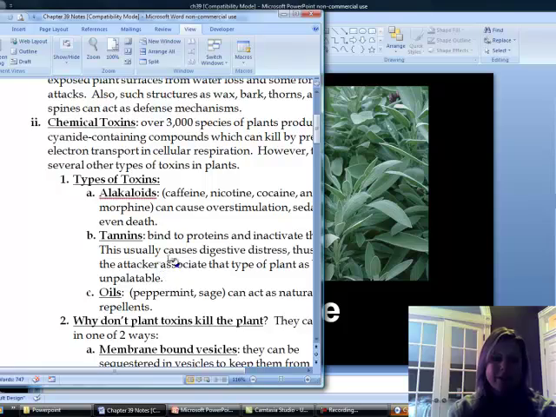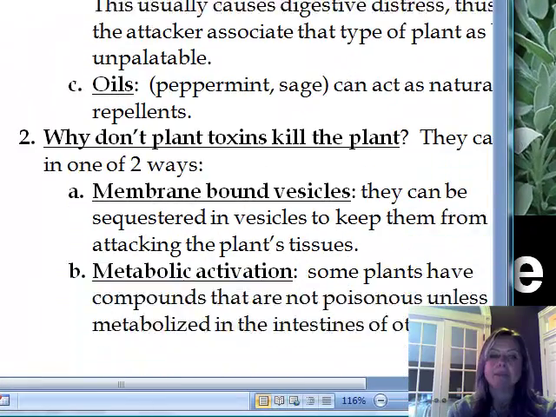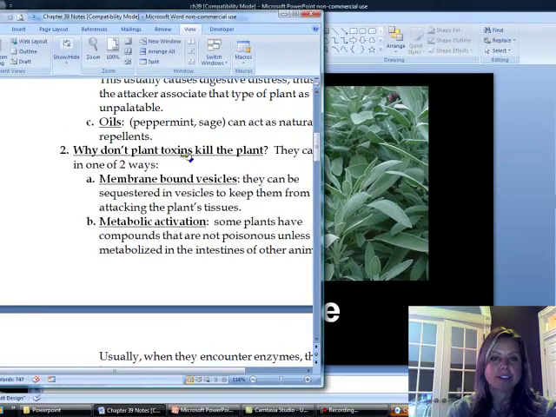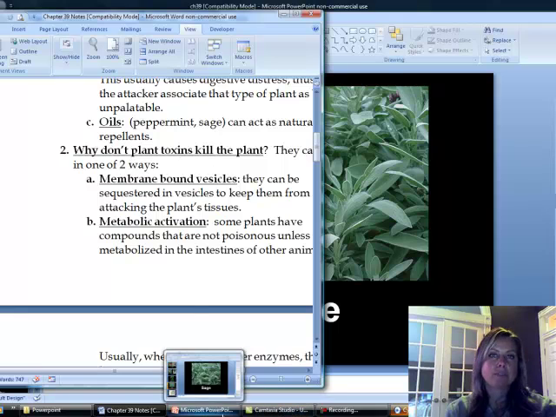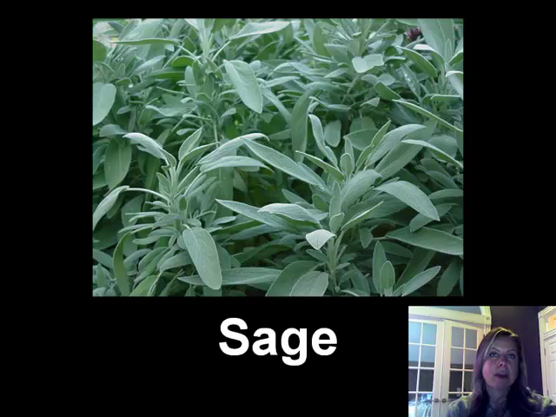Okay, so those are some pretty crazy toxins that we've talked about. And a couple of questions come up. First, why don't the plant toxins kill the plant? So there's two reasons why that might not happen. The first is that they're contained in membrane-bound vesicles.